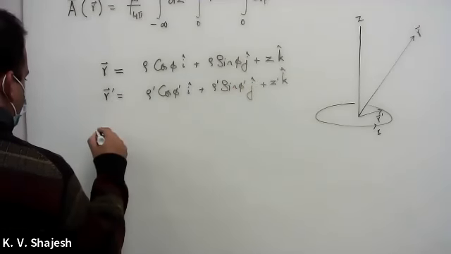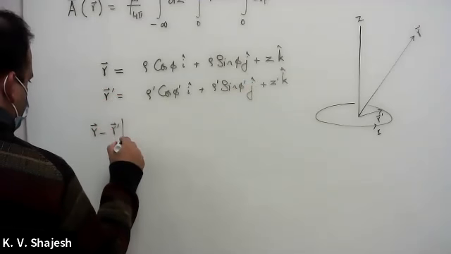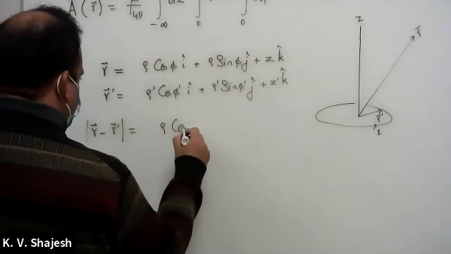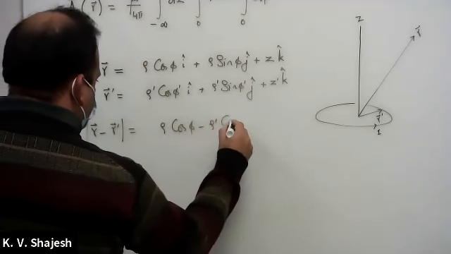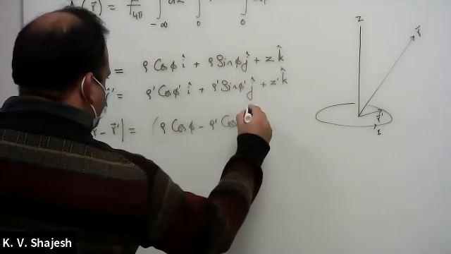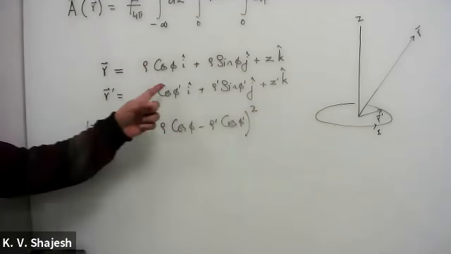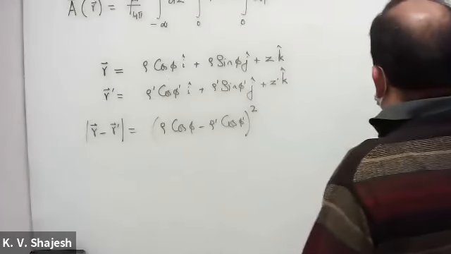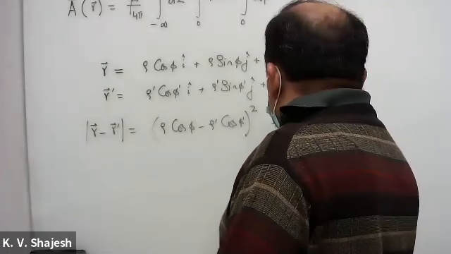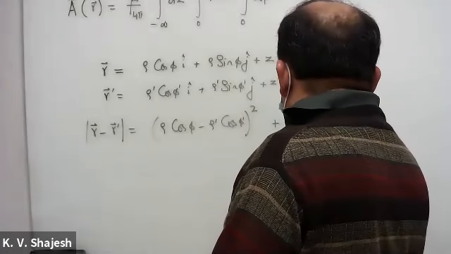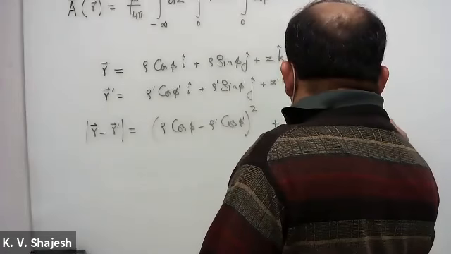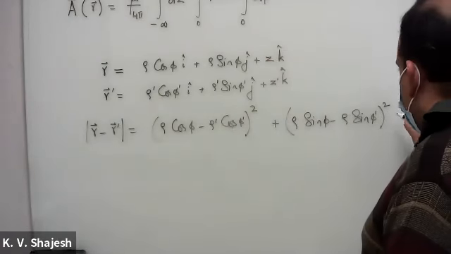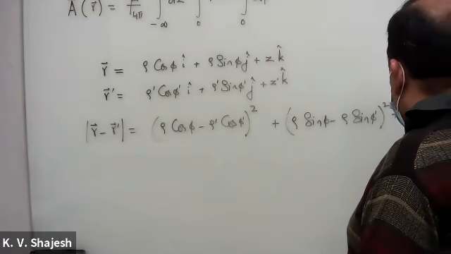What is r minus r prime? The magnitude of that will be, subtract these quantities, right? So this is rho cosine phi minus rho prime cosine phi prime, and then you square it. X minus x prime squared, y minus y prime squared, plus z minus z prime squared. So that's what I'm doing. So plus rho sine phi minus rho prime sine phi prime squared, plus z minus z prime squared.